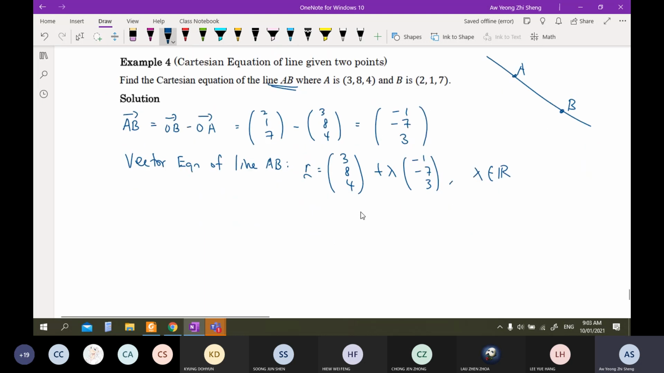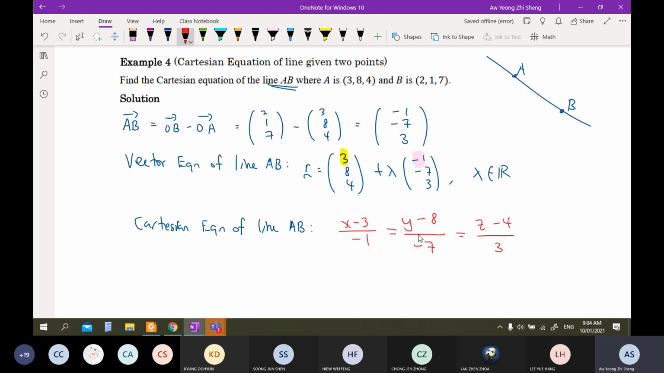Then from this form, you can easily do the conversion. This conversion is direct enough that you are allowed to do it just straight away. Right, so Cartesian equation of line AB. Remember, you will take x minus this number here in yellow and then divide by this number in pink. X minus 3 over -1. Second component is y. So y minus 8 divided by -7. Third component, z minus 4 over 3. Then link up everything using equals.